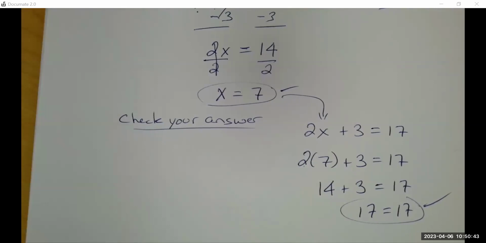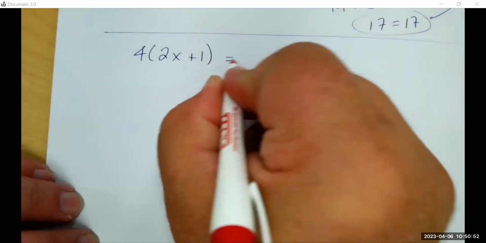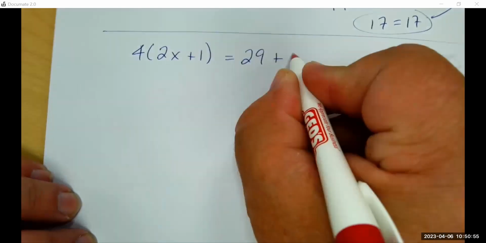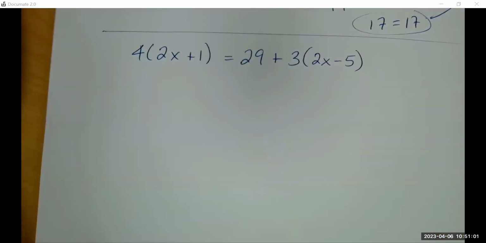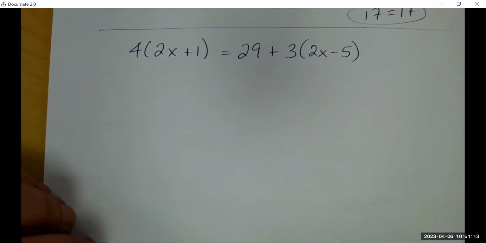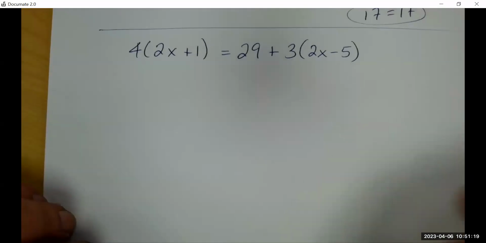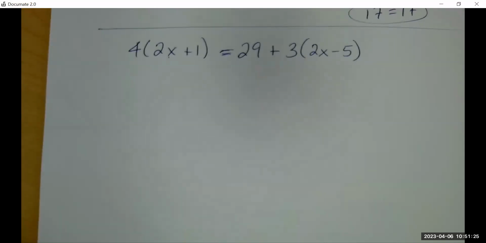Let's look at this one. I'll put 4 times 2x plus 1 equals 29 plus 3 times 2x minus 5. And this will be our last one. You don't plug in anything. There's nothing to plug in. So what do you have? We're solving, there's an equal sign, so we're solving for x. What do you have to do first?